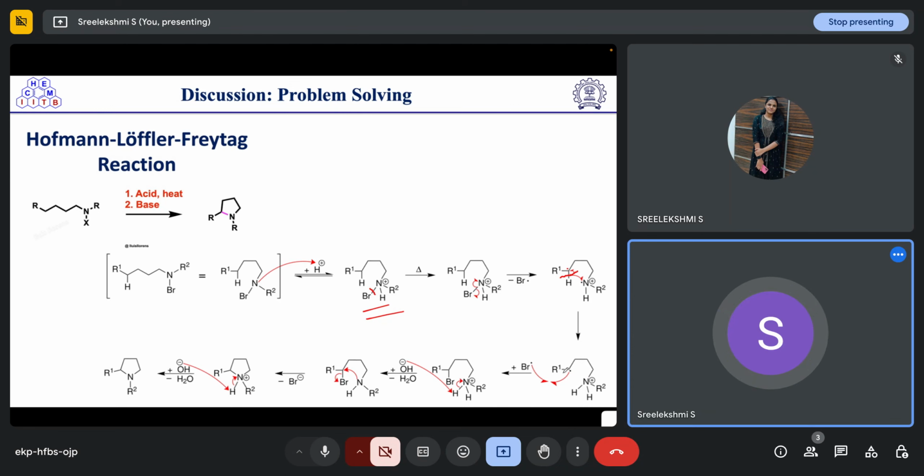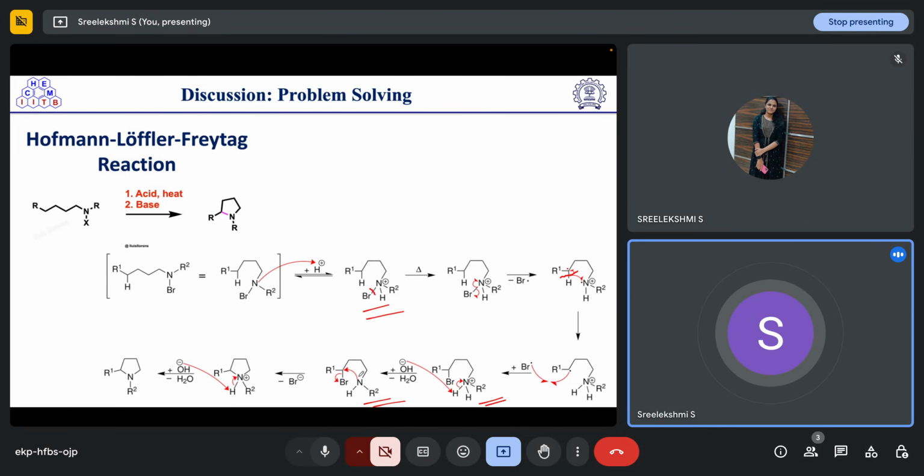And then what is happening here is that whatever Br radical got eliminated can combine with this radical, and that will form this species. Then when we are treating with this base, that will take this proton, which will stabilize this positive charge on nitrogen to form this species.